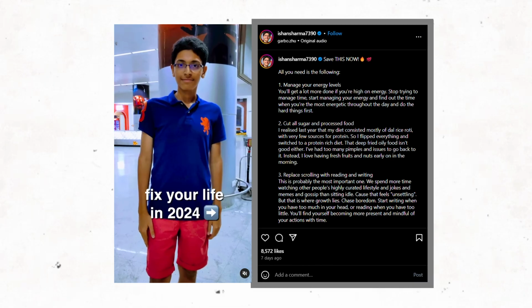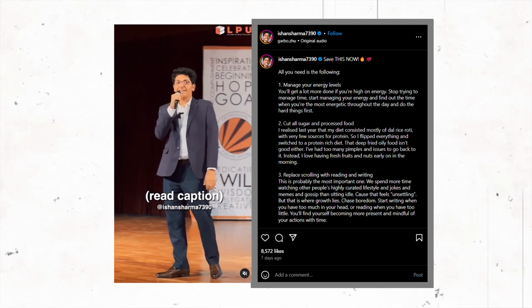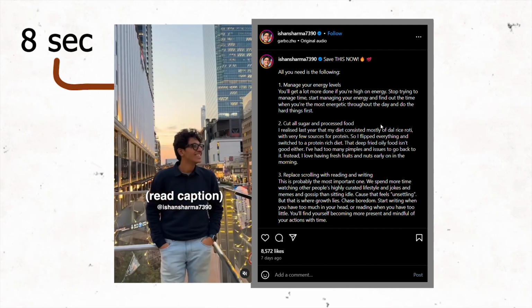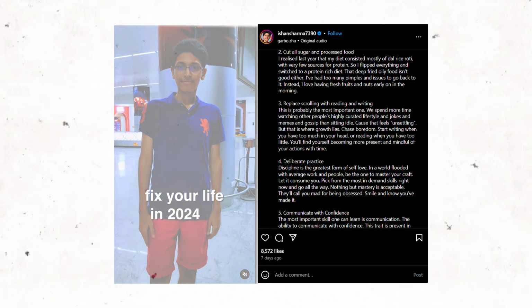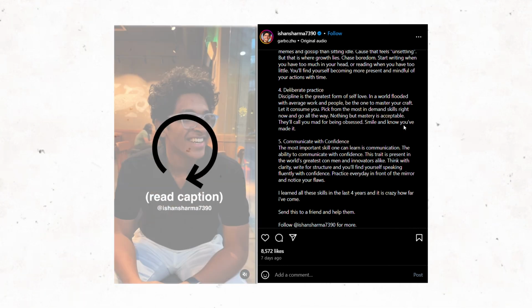What happens here is you are basically encouraging people to check the caption. Now when people check the caption, the reel is still playing in the background and it's just a 8 second reel. When people are reading the caption, they are spending, let's just say, 2 to 3 minutes reading the caption. In that background, the reel is playing continuously. You cannot pause the reel.